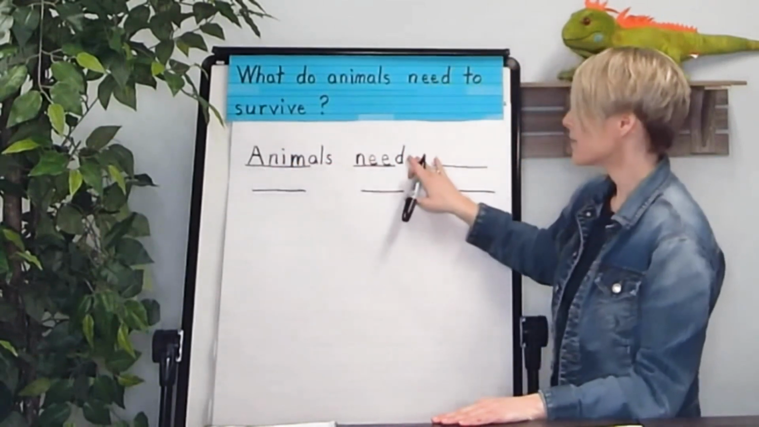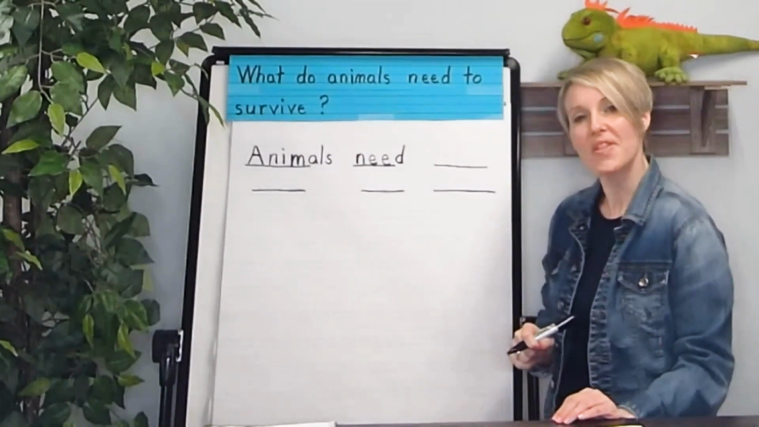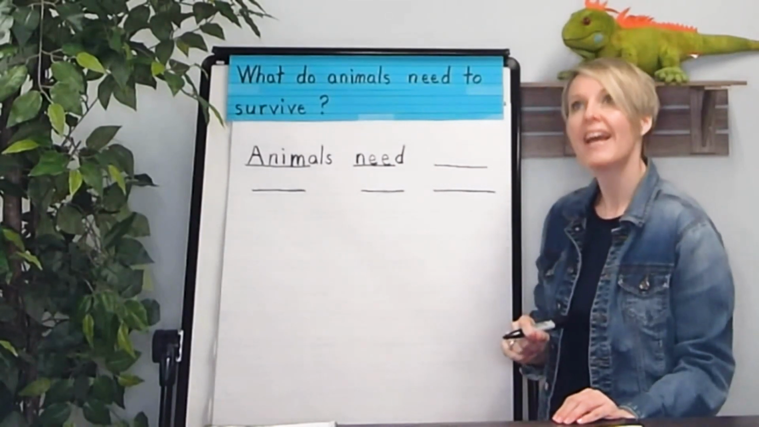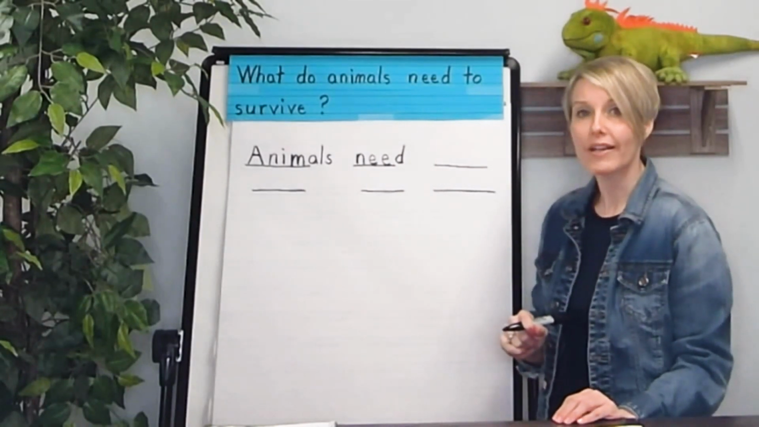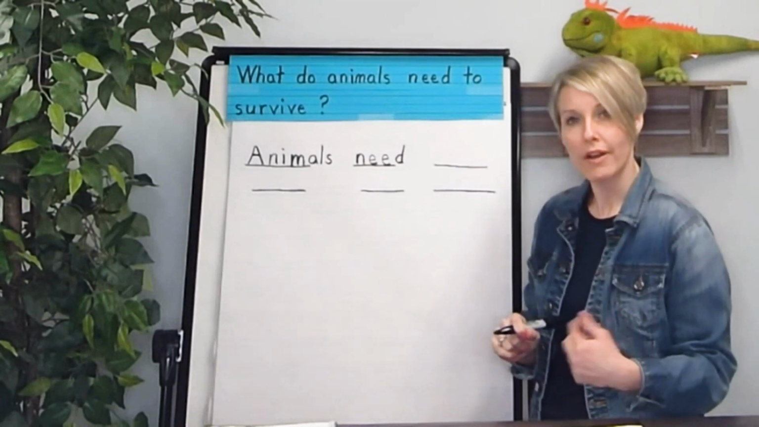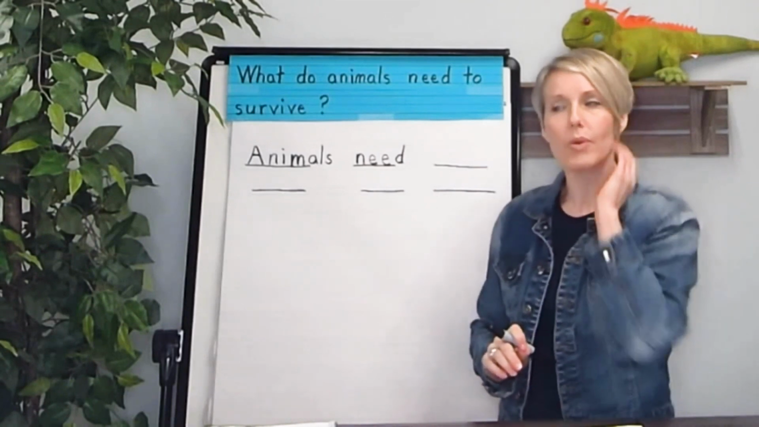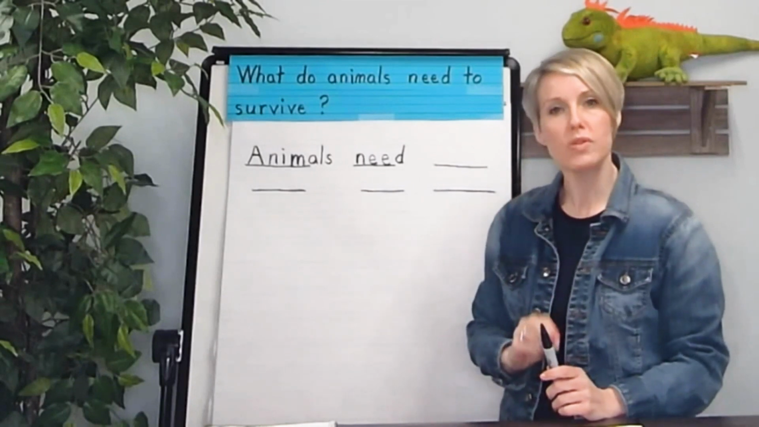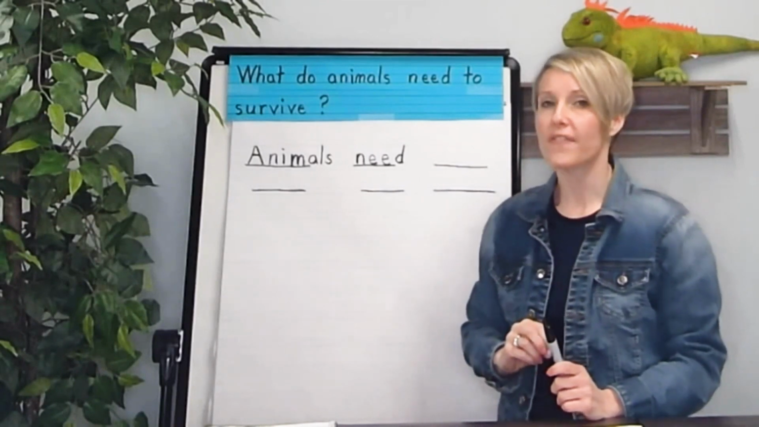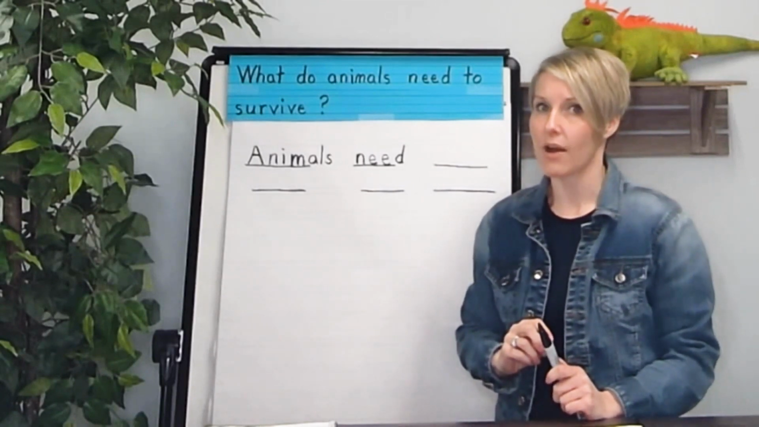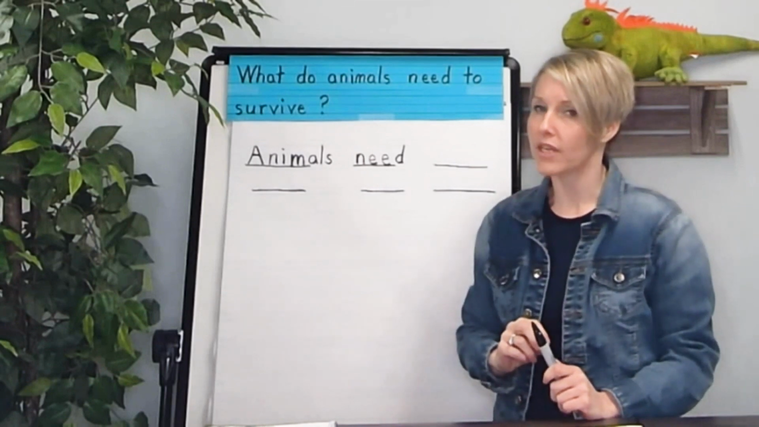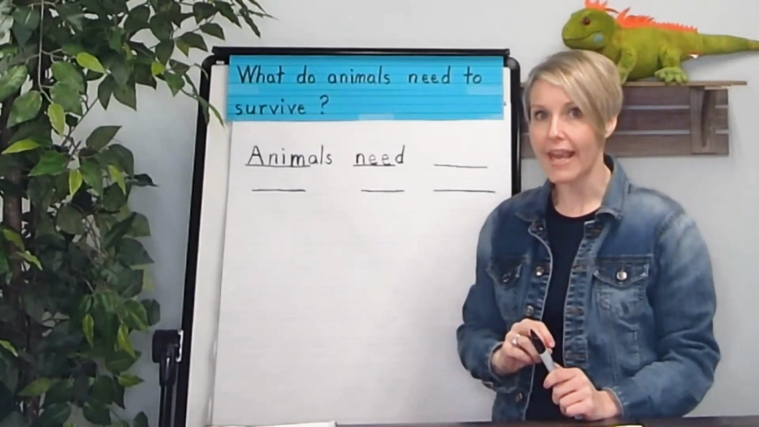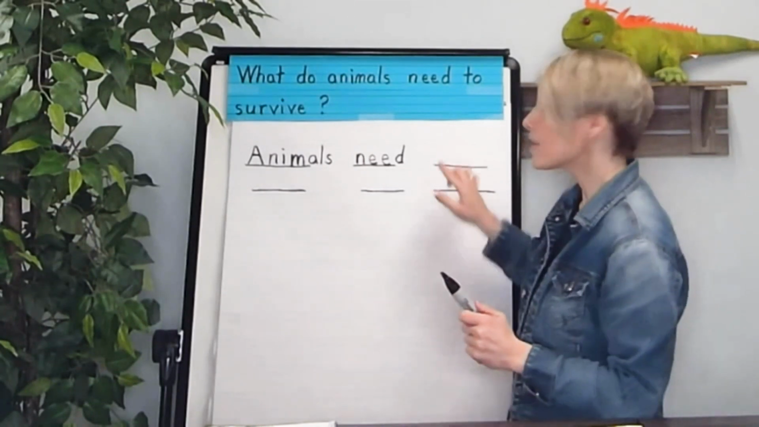Animals need. What were the things we said animals need? Air. That's right. You and I breathe air too. What sounds do we hear in the word air? Air. 2 sounds in air. The first sound is the long A sound. To make the long A sound in the word air, we use AI. So we'll start with a lowercase a.